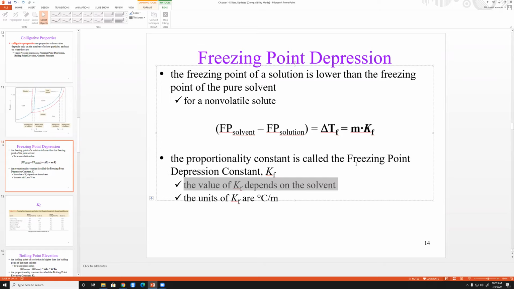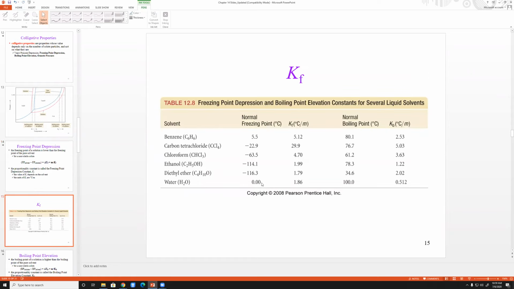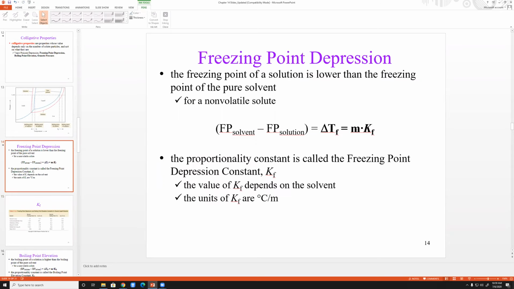Okay. So freezing point depression is a very similar equation to the next one, boiling point elevation. Actually, they're all really similar. But basically, let's say you have water. A normal freezing point of water is 0. The KF value is 1.86. And let's say you have some molality of something in water. A question would be, let's say you have an NaCl solution, a 2 molal solution in water.